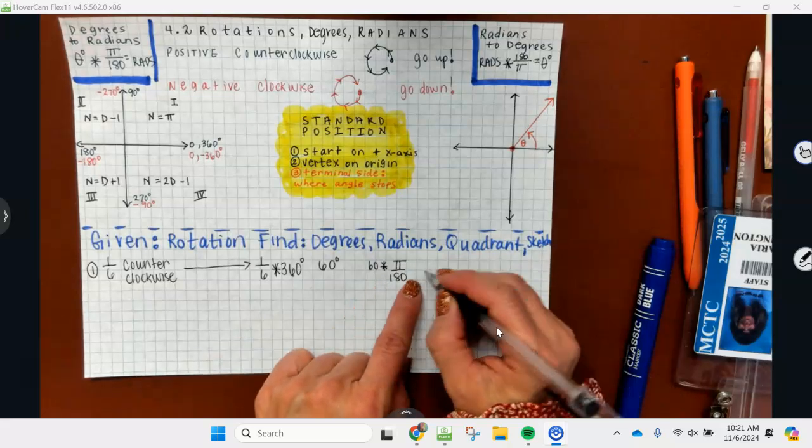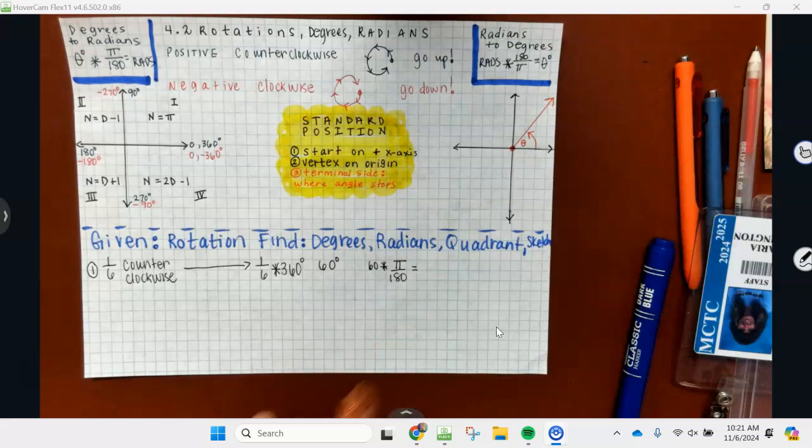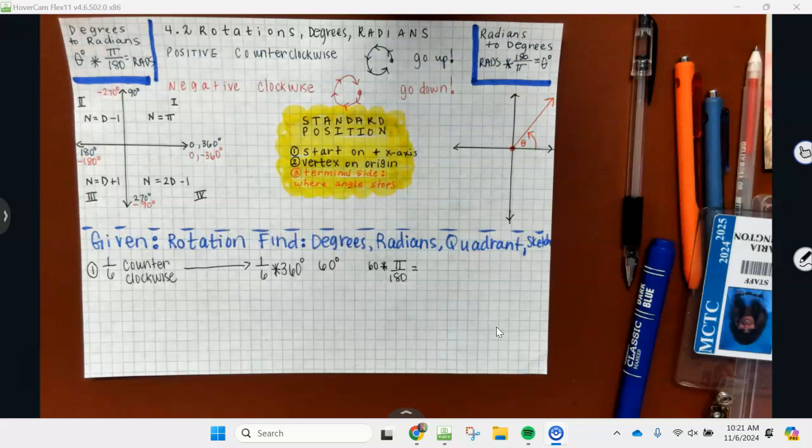So pi over 180, guys, let's talk about what that's going to simplify to. So that's going to be 60 over 180. Just ignore pi for a moment. That's 6 over 18. 6 goes into both of those. What does that simplify to? Yeah, pi over 3. This is pi over 3.